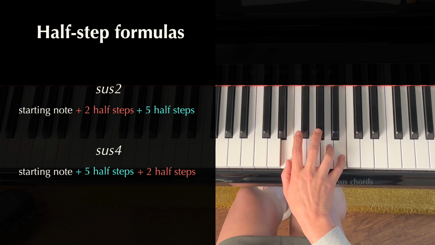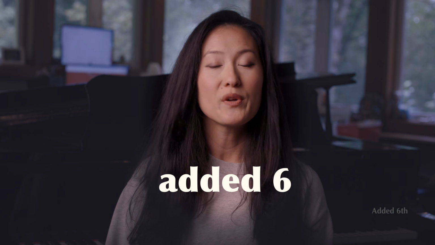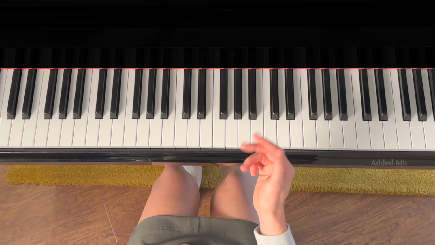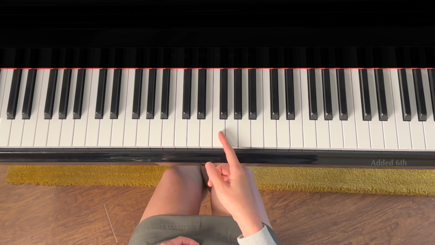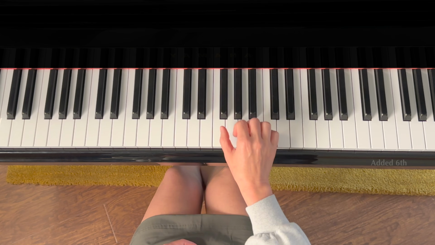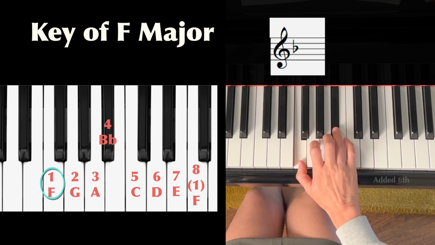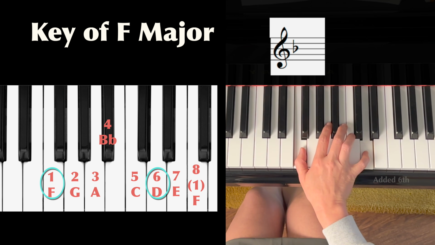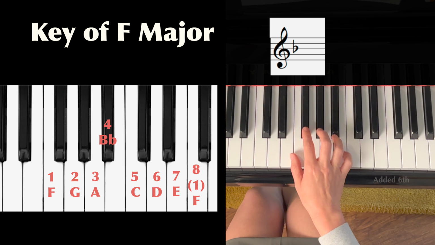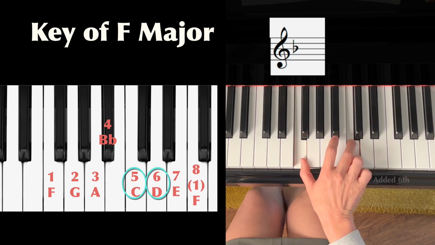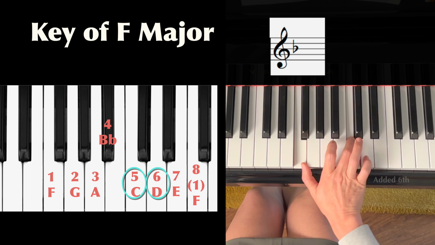Another miscellaneous chord is the added 6 chord. When you see this, add a major 6 above the root. If you know key signatures, count up the scale to the 6th scale degree. So in the key of F, it's 1, 2, 3, 4, 5, 6. Or it's 2 half steps above the 5th of the chord. So here's the 5th, go up 2 half steps, 1, 2.